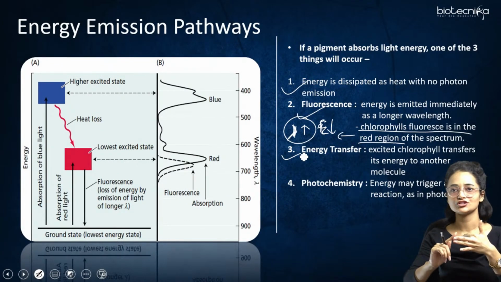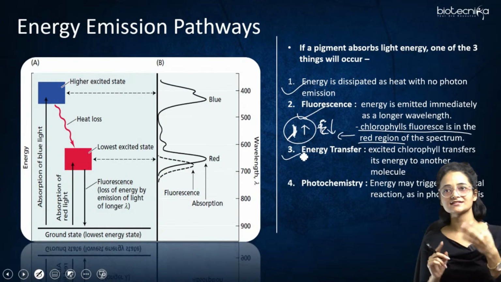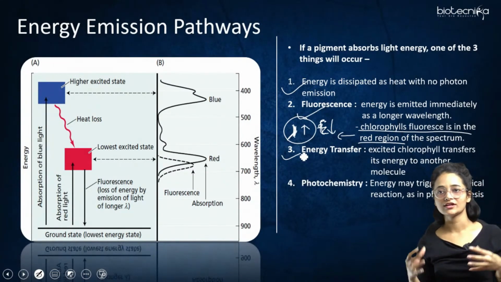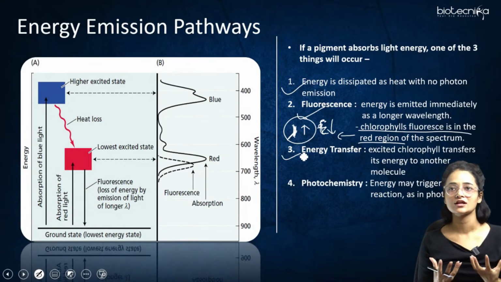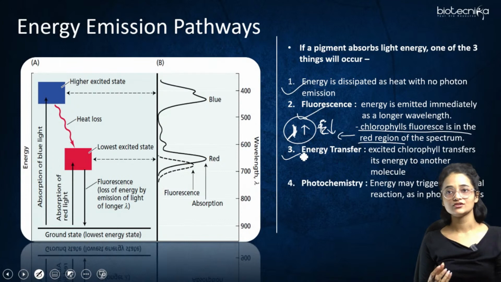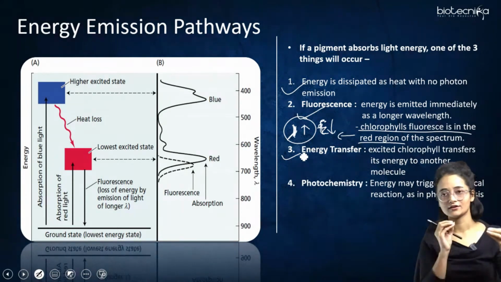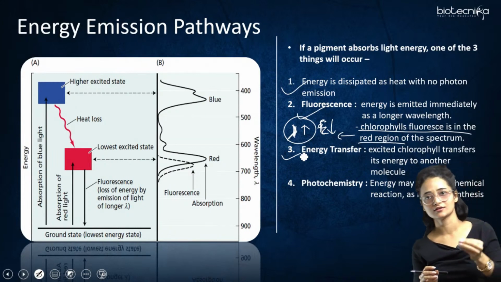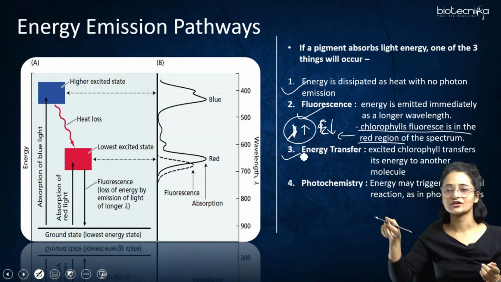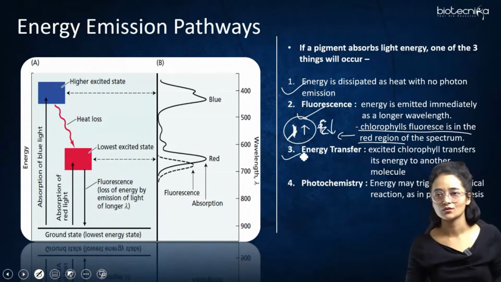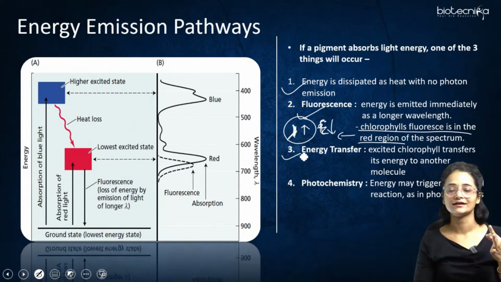The third way is energy transfer. Here the excited chlorophylls transfer their energy from one molecule to another. There will be multiple complexes of chlorophyll molecules present inside the chloroplast. When the energy moves, in one chlorophyll molecule, it transfers its energy to another molecule. In this way, a chain of transferring of electrons or energy takes place. So this is the third way through which energy emission takes place in plants.